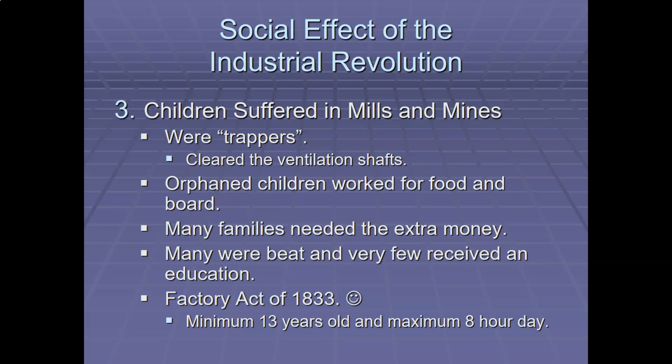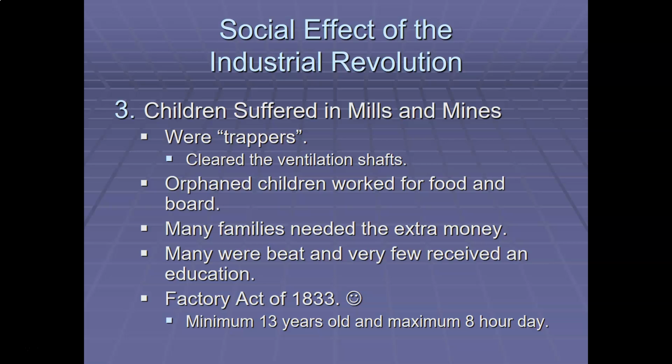Next one is children. I already mentioned this a little bit, but children start to suffer specifically in the mills and the mines, and they start to have problems. You see children put into really bad positions, such as acting as trappers in ventilation shafts, working long hours. They're obviously not getting education. Because of the poor conditions in factories, there's many children that actually get orphaned during this time, so they work for only food and board, not necessarily money, which means they can be taken advantage of a little bit more because they're desperate.